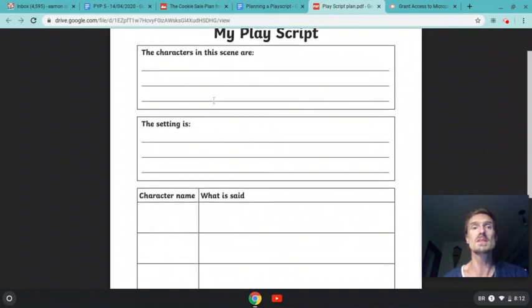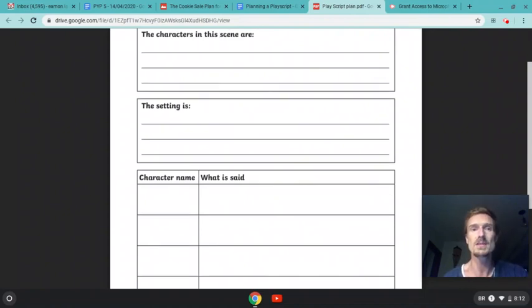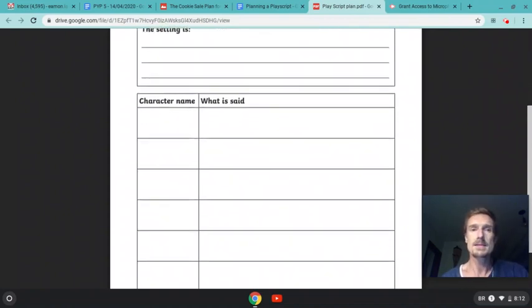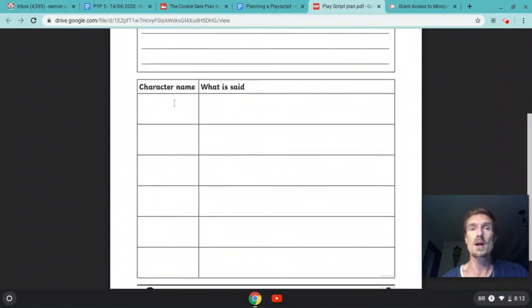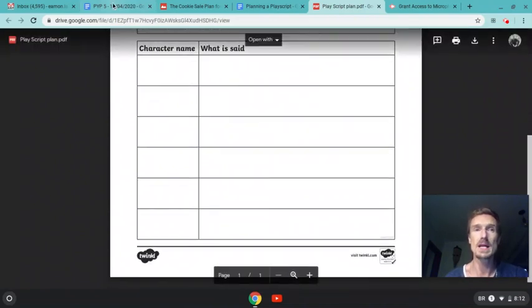It says the characters in this scene are Mr. Lawler and João. The setting is in Mr. Lawler's house and then in Mr. Lawler's front garden where they're selling the cookies. And then it says character's name, what is said. So here you're going to put in Mr. Lawler: Hey, João, the tooth fairy is coming. João: Ah, I don't believe in the tooth fairy. You put the name of the character here and then what the character says here. So if you prefer not drawing, that's an option for you.